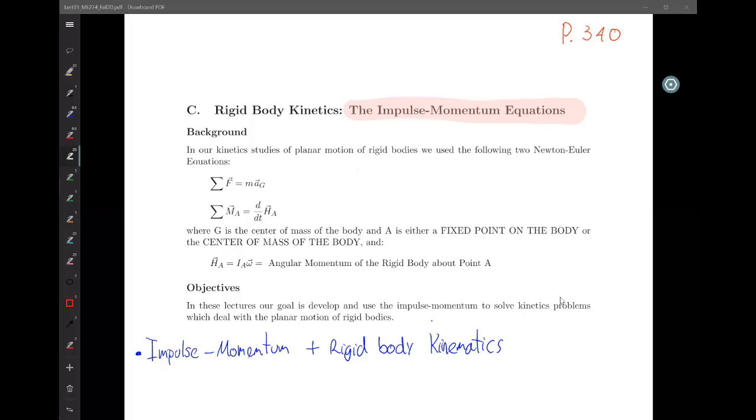Yeah, today we're going to start with the last topic of rigid body kinetics, which is to study how the impulse momentum equations work for rigid bodies. So we did this kind of separately for particles, and most of it is really not changing much with respect to what we learned with particles. But we're going to see what we need to be aware of and some of the key things that we need to have in mind.